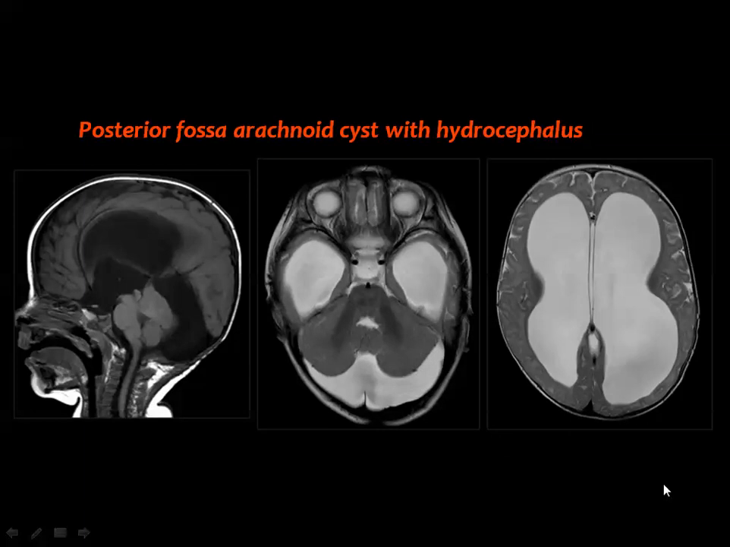And this is also a third example of posterior fossa arachnoid cyst, where you see a cystic lesion containing CSF, low signal in the T1, high signal in the T2, and the cyst is not communicating with the fourth ventricle. The vermis is present, the cerebellum is good, but there are supratentorial hydrocephalic changes due to the compressive effect of the arachnoid cyst on the fourth ventricle.